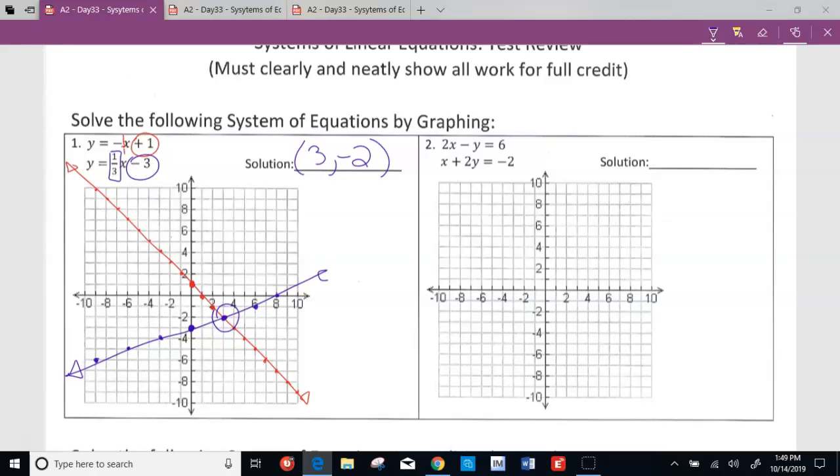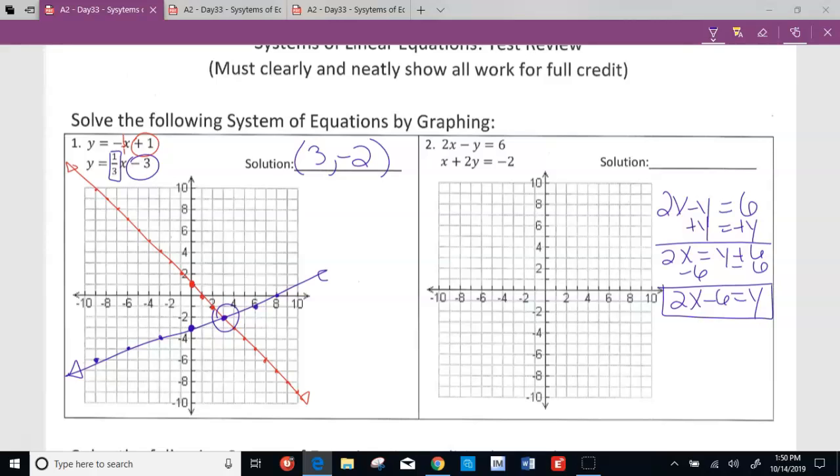Number 2. For number 2, I have two equations and neither one of them are in slope-intercept form. So I have 2x minus y equals 6. I'm going to put it in slope-intercept form by adding y to both sides first, moving it over basically. 2x equals y plus 6. Subtracting 6 from both sides gives me 2x minus 6 equals y. This is now in slope-intercept and easy to graph.